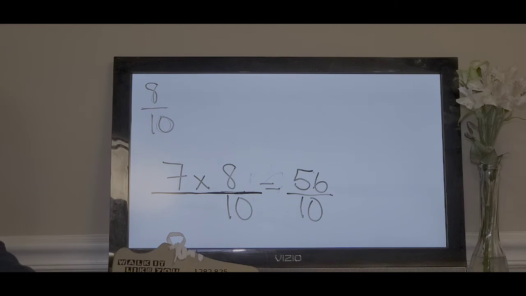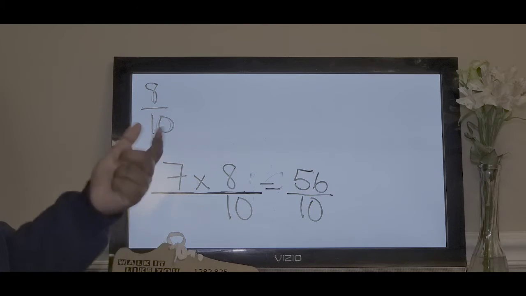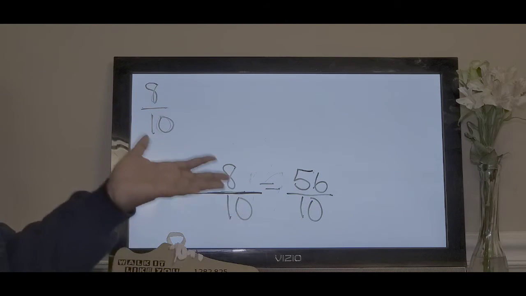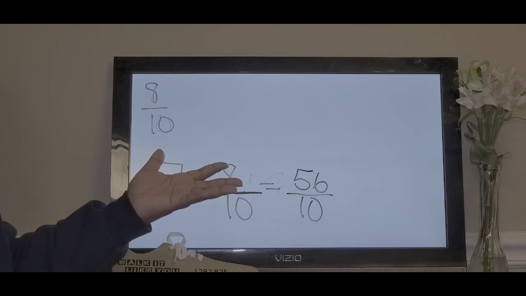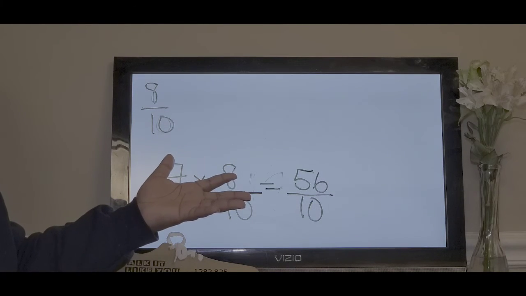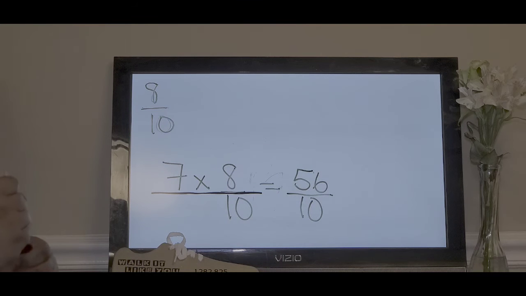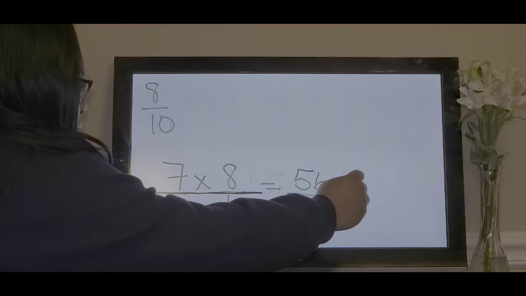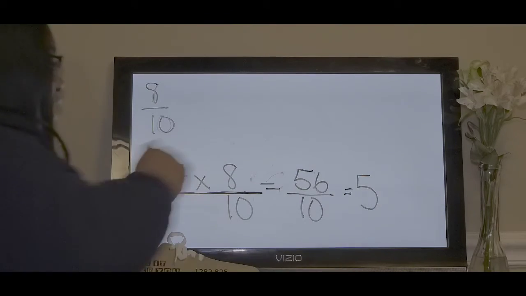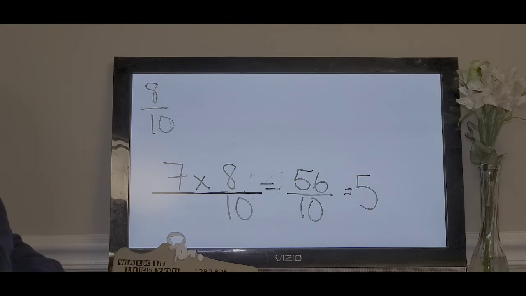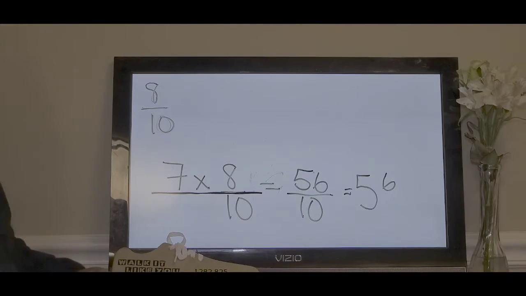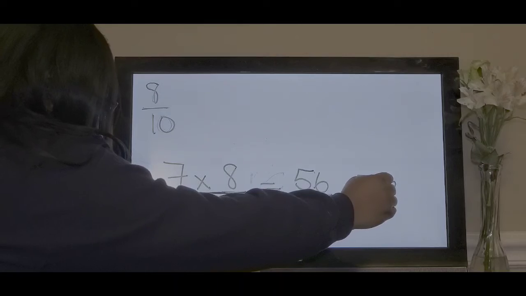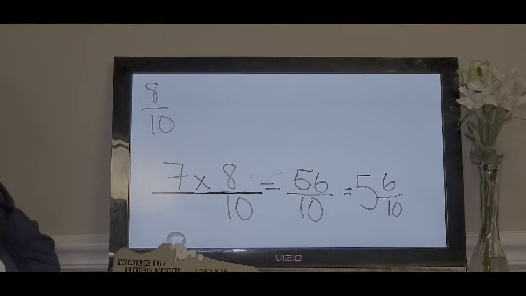Okay, so let's count our tens. 10, 20, 30, 40, 50, 60. Hold on. We went all the way up to 5. But 60 is larger than 56, so I don't think we could use 6. But I know we could use 5. So that will become my whole number. How many do we have left over after we use 50, which would be 6? And our denominator still stays the same, tenths. Miss Jones ran 5 and 6/10 of a mile.